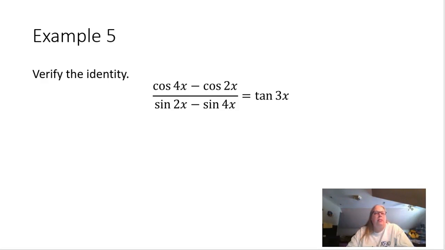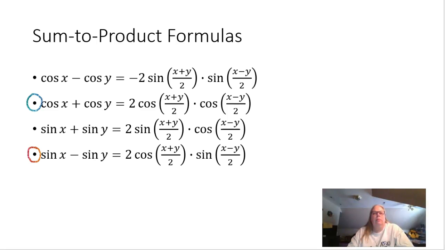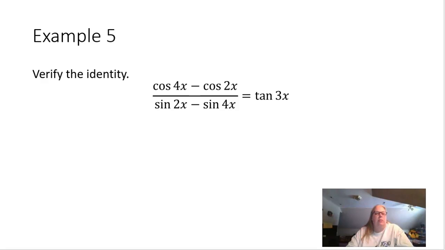The cosine minus the cosine. All right, that's going to be this one right here. This tells me to do negative 2 times the sine of the sum times the sine of the difference. That's going to give me negative 2 times the sine of their sum over 2 times the sine of their difference.